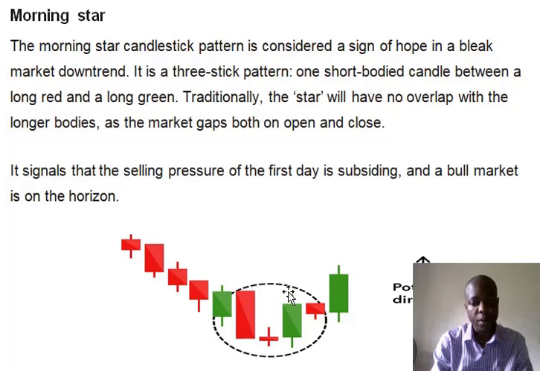So the morning star candlestick pattern is considered a sign of hope in a bleak market downtrend. It is a three-stick pattern, as you can see: one short red candle between a long red and a long green. This signals that the selling pressure of the day is subsiding and the bull market is on the horizon.